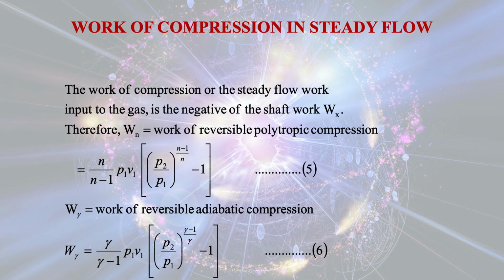As I already told you, for this case only you have to substitute gamma for n. So W gamma is equal to gamma divided by gamma minus 1 P1 V1 multiplied by (P2 by P1) whole to the power (gamma minus 1) by gamma, minus 1. That is equation number 6.